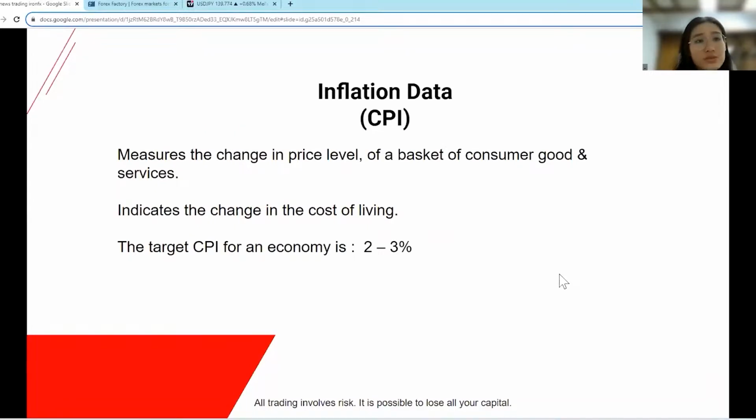Okay, inflation data, CPI, measures the change in price level of a basket of consumer goods and services. It also indicates the change in cost of living. So the target CPI for an economy is typically between 2 to 3%.